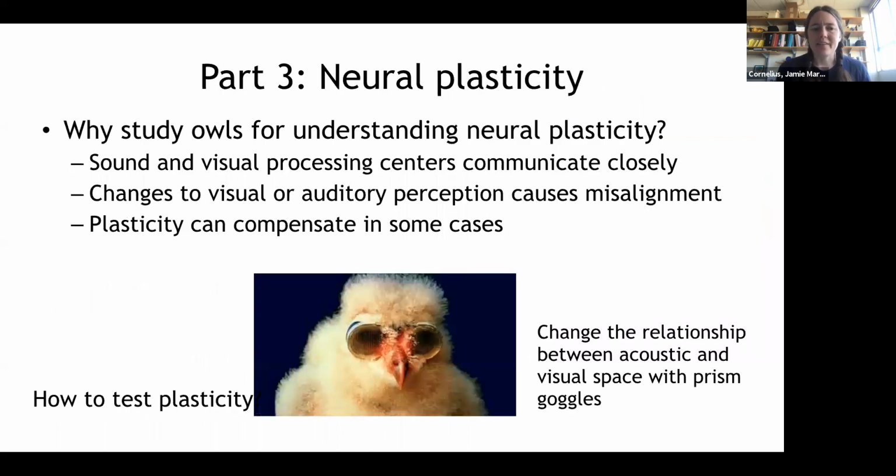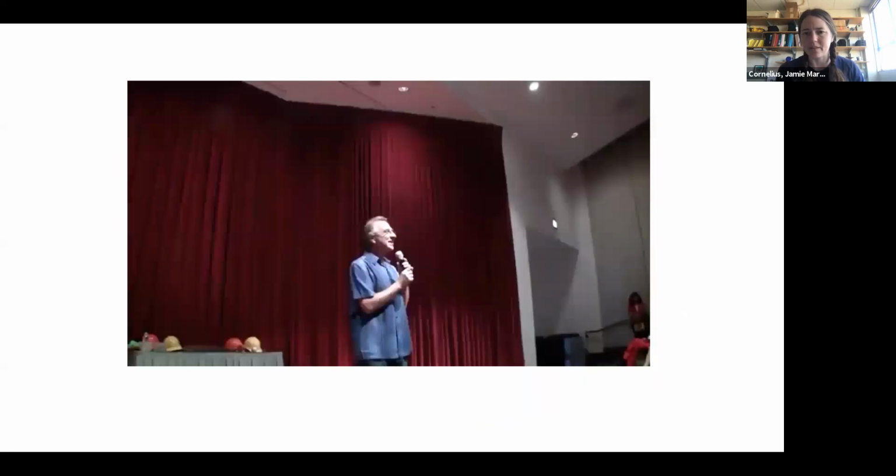So we've mentioned already why we study owls for understanding neuroplasticity. And this is a picture of a chick who is wearing prism goggles. And this, as it turns out, has been a really powerful way to study how brains respond to mismatches between acoustic and visual space. And I'm going to start with a video that I'm not sure I'm going to be able to fast forward. So it's a few minutes, it's entertaining, and it's an example in humans.